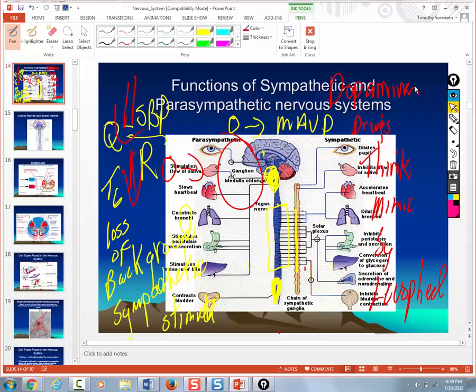So, spinal shock is instant, right? It happens. And that spinal shock can lead to neurogenic shock. Do you understand that? Spinal shock is loss of all sensory and motor function below the site of injury. And spinal shock can cause neurogenic shock.